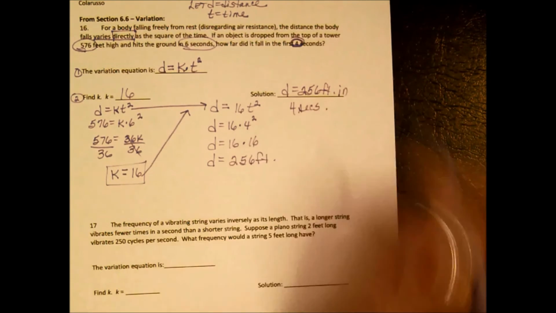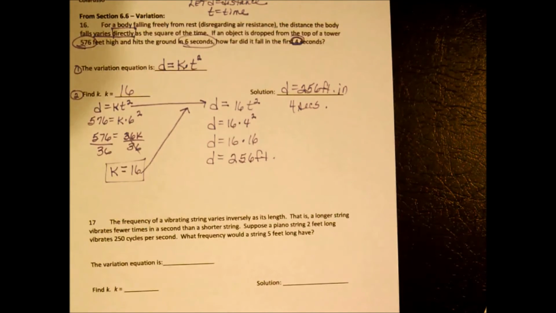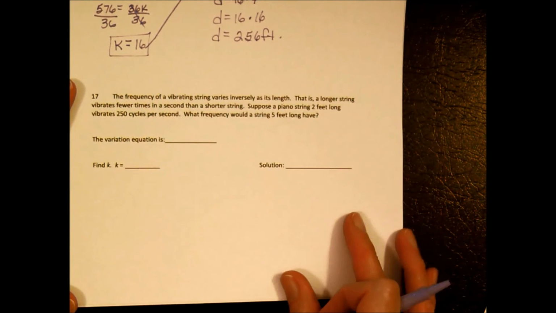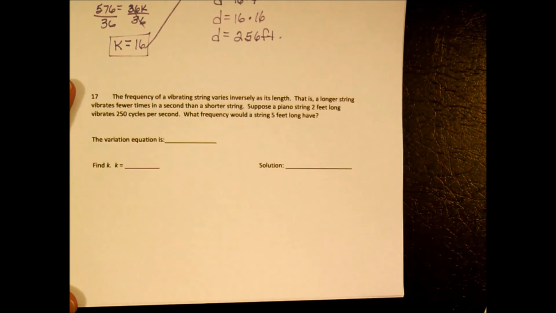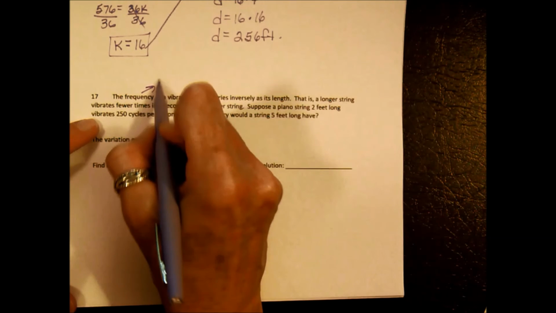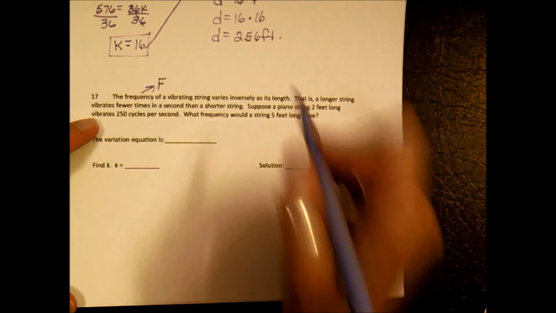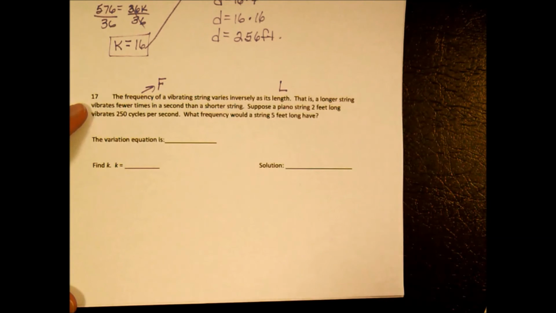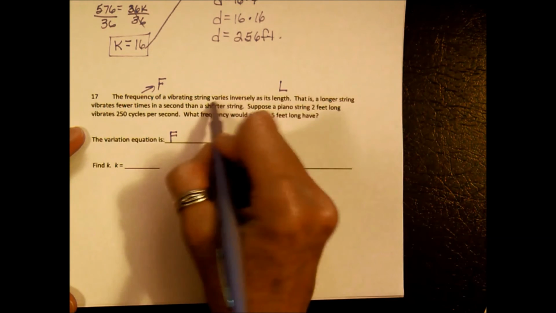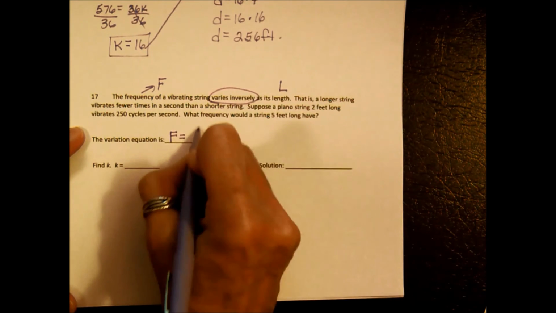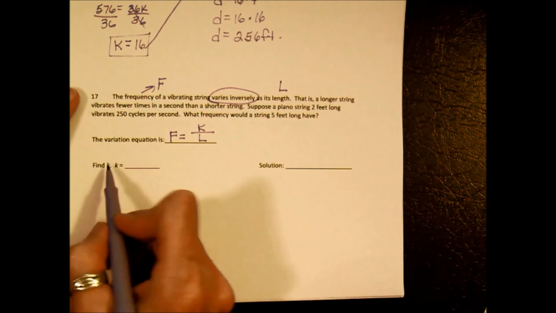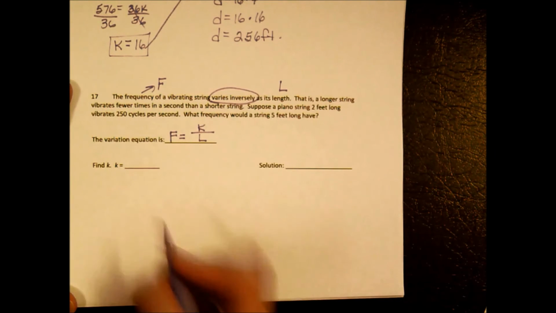Now I want to do this second one so you see it's the same exact process, just that this time it's inverse. So when it's direct it means multiply, inverse means divide. So it says the frequency of a vibrating string, let's call that F, varies inversely as its length. We'll call that L. So the frequency varies inversely equals k divided by the length. It still has a k in it, and that's our next step, is to find the k. So we're going to put in the initial values. F equals k divided by L.